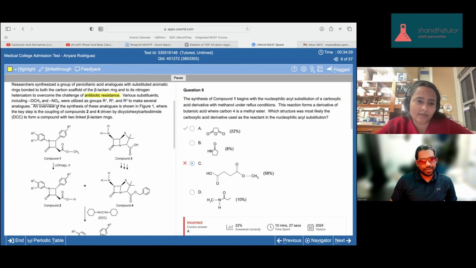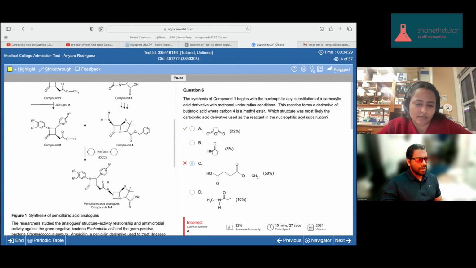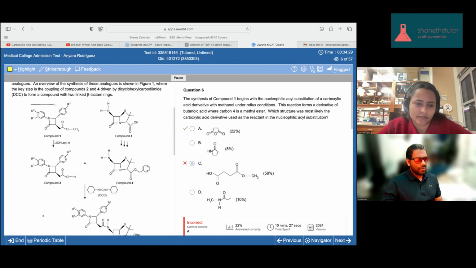Okay, now they're telling us an overview of the synthesis of these analogs in Figure 1, where the key step is the coupling of compounds 2 and 4, driven by dicyclohexyl carbodiimide, to form a compound with 2 linked beta-lactam rings. So I would first just look at compound 1 here, and they're adding lithium hydroxide to get compound 2. So what's happening there?